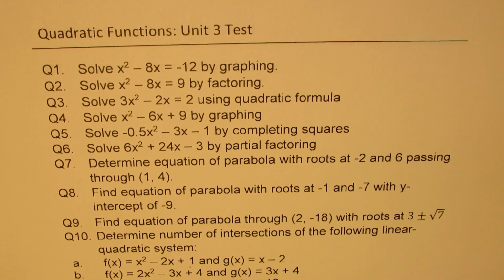Question number 1. Solve x square minus 8x equals to minus 12 by graphing. Question 2. Solve x square minus 8x equals to 9 by factoring. Question 3. Solve 3x square minus 2x equals to 2 using quadratic formula. Question 4. Solve x square minus 6x plus 9 by graphing. Question 5. Solve minus 0.5x square minus 3x minus 1 by completing squares. Question 6. Solve 6x square plus 24x minus 3 by partial factoring.